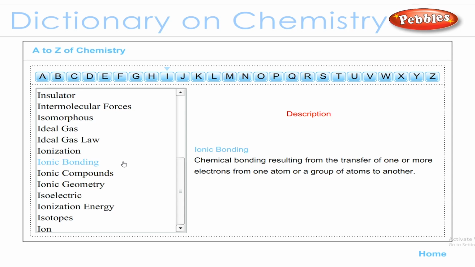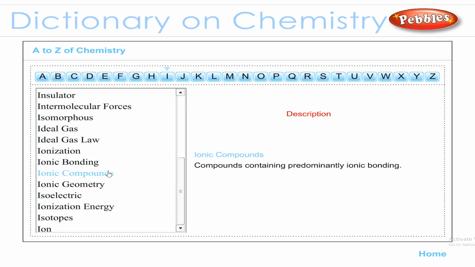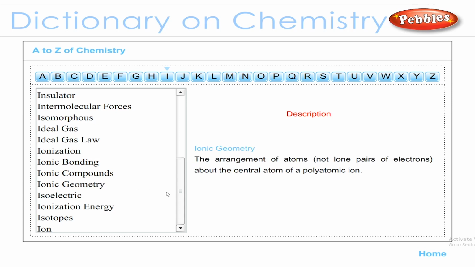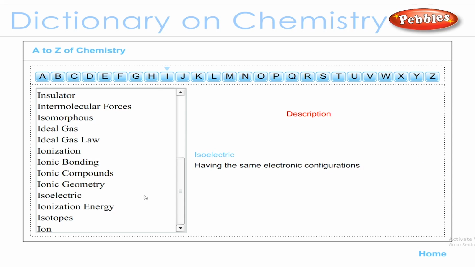Ionic bonding, chemical bonding resulting from the transfer of one or more electrons from one atom or a group of atoms to another. Ionic compounds, compounds containing predominantly ionic bonding. Ionic geometry, the arrangement of atoms, not lone pairs of electrons, about the central atom of a polyatomic ion. Isoelectric, having the same electronic configurations.